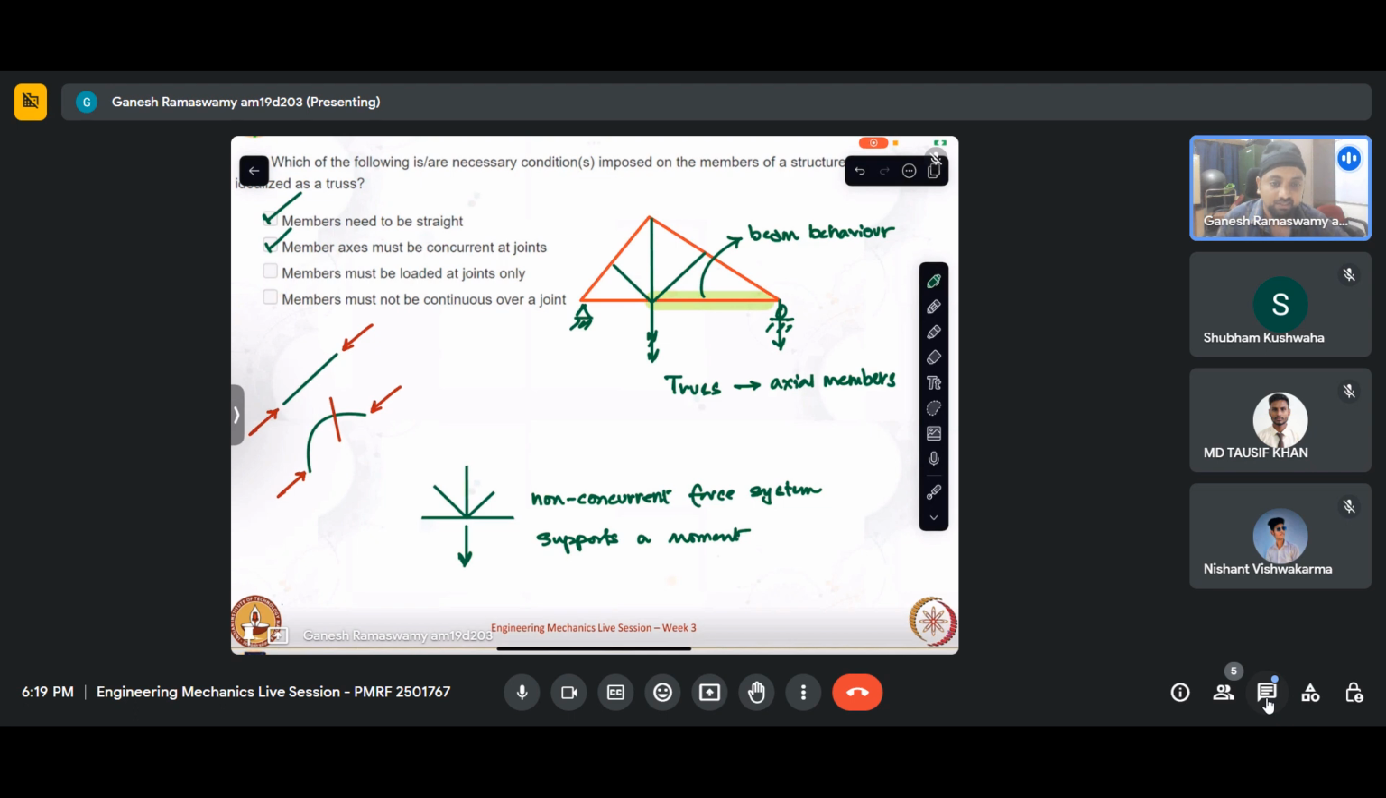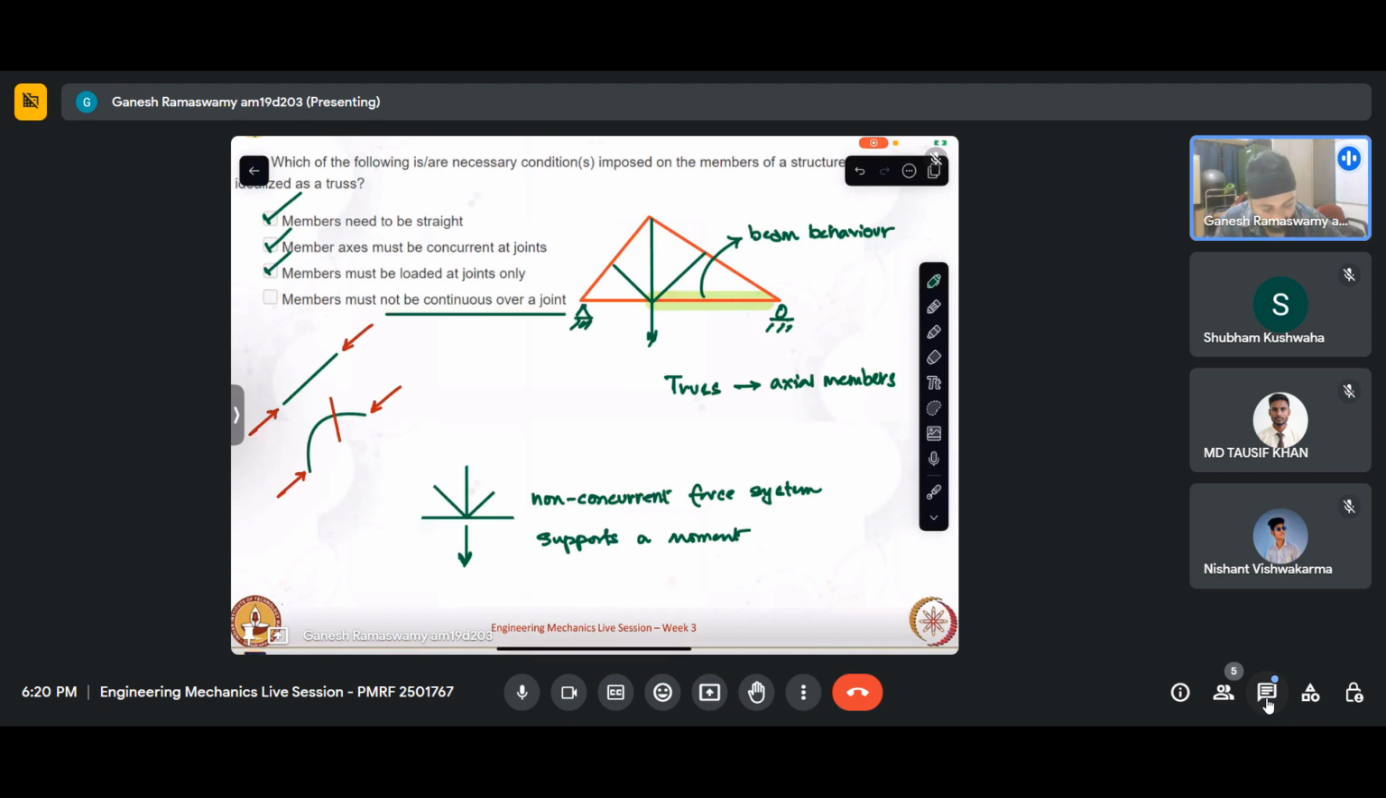Essentially, there is a slight rotation and slight moment that the truss members attract, but for all purposes of analysis, we ignore that. Moreover, the self weight, if you account for it, will be a minuscule portion of the actual loads carried by these members, which is why it is immaterial. So yes, the members must be loaded at joints only, and the members must not be continuous over a joint.